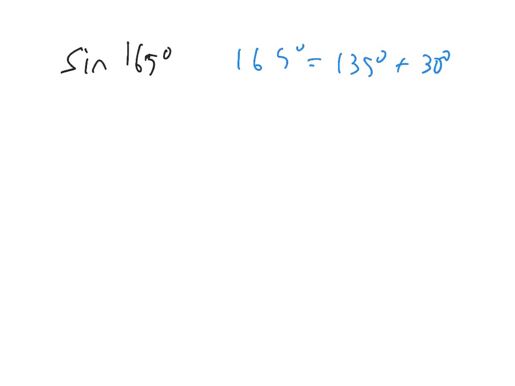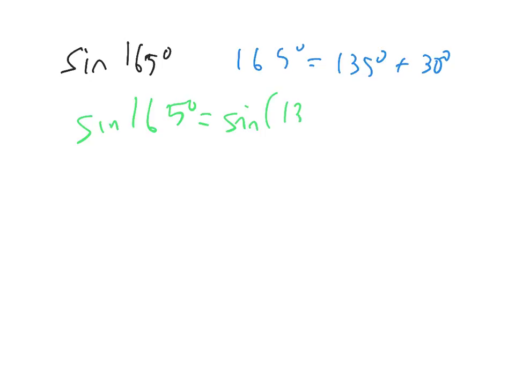Why would we pick those two? Because 30 degrees is an angle whose trig functions we know exactly, and 135 will have a reference angle of 45 degrees, which is something where we know the trig functions exactly. So we'll be able to use a sum here to break them up. So we say that sine of 165 is, by the sum and difference angle formula, right?